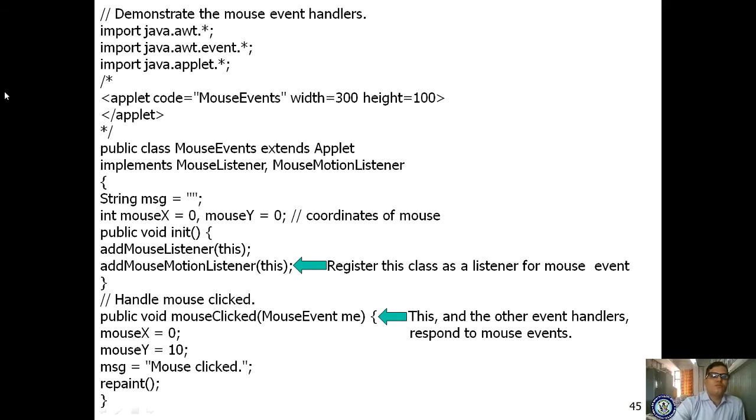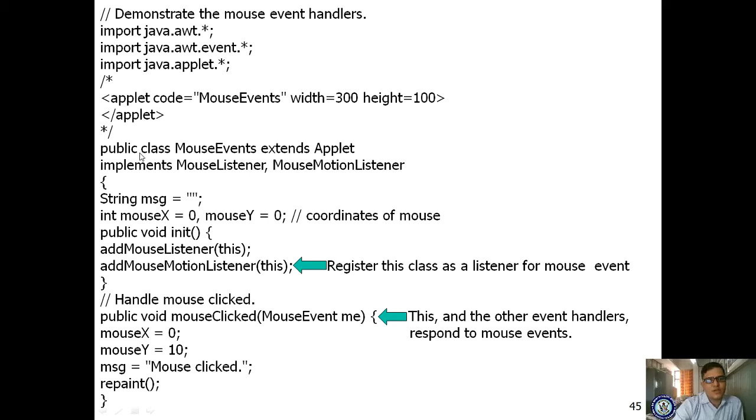So first, what are the things we have to do? Import java.awt.*. This package is required. If you want to generate an event, java.awt.event.* has to be imported. This package is compulsory for generating an event. If you are doing the applet program, the applet package is compulsory, and the applet tag is compulsory. The applet code is MouseEvents, which is the name of the class. The .class file is compulsory.